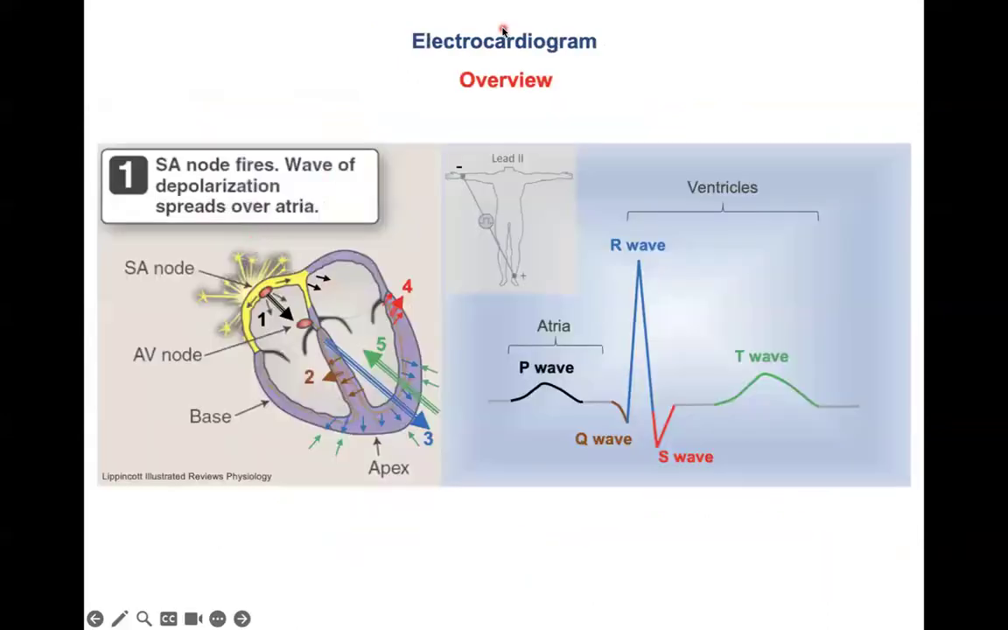So now we have an overview of the ECG tracing based on lead 2 according to Einthoven. We have a P wave, QRS complex, and T wave. We will discuss the details step by step. And these arrows indicate the vectors, the depolarization or repolarization waves, which we will discuss in the next slides.